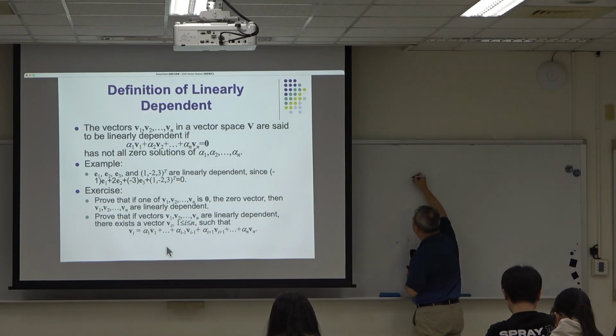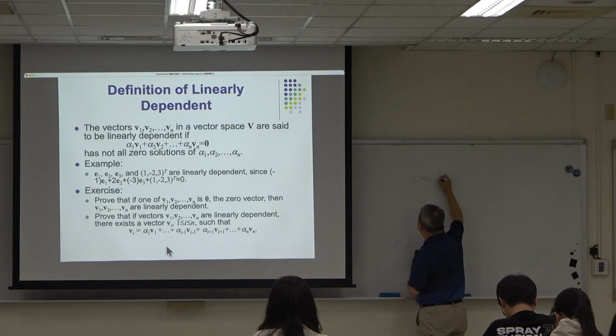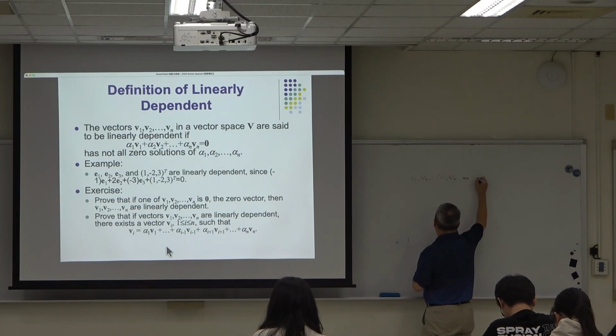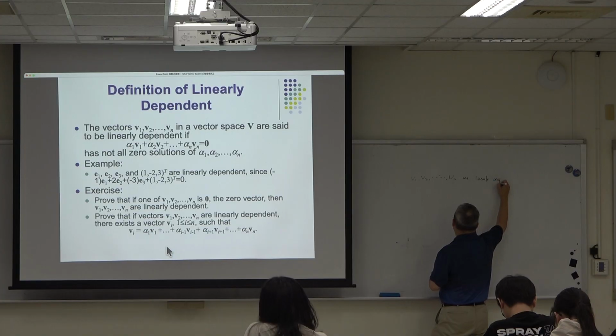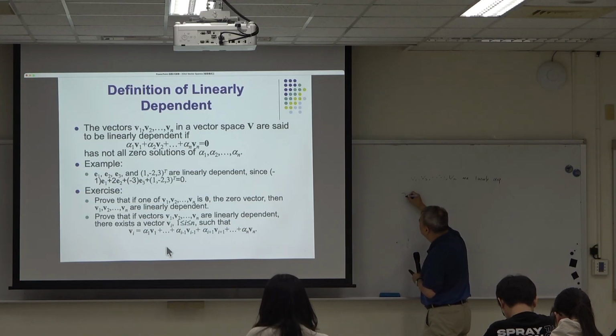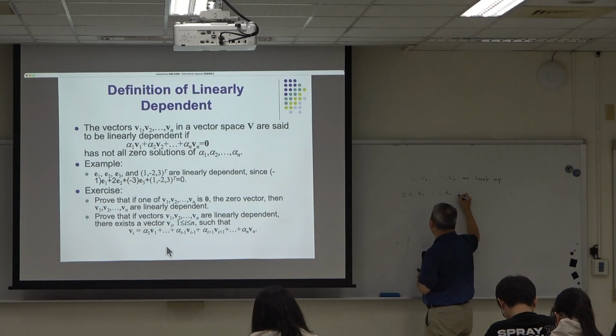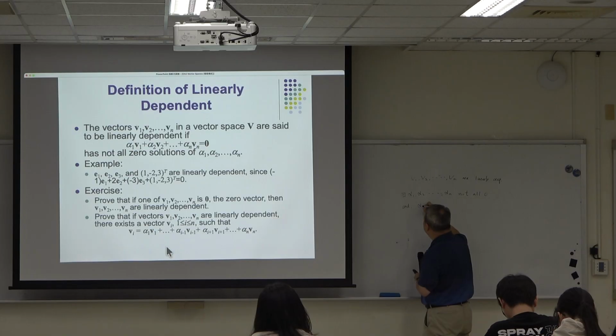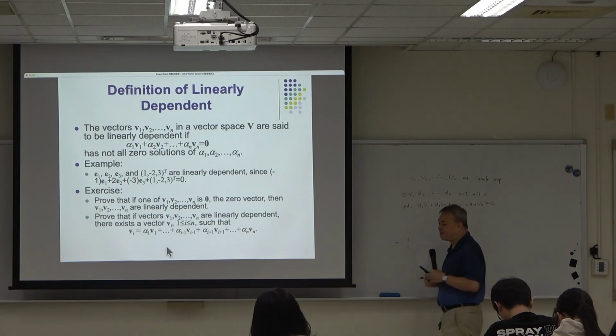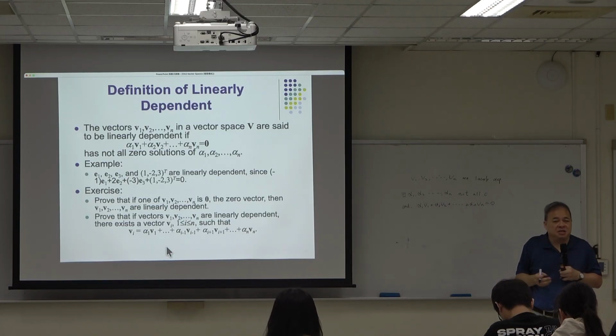So we know v1, v2, up to vn are linearly dependent. In other words, there exists alpha 1, alpha 2, up to alpha n, not all 0, and alpha 1 v1 plus alpha 2 v2 plus up to alpha n vn equal to 0, right? This is according to the definition of linear dependence, right?